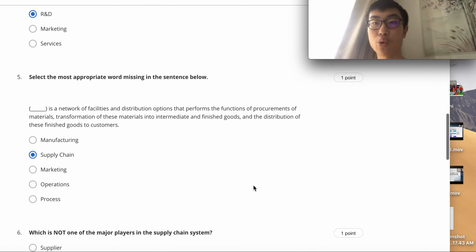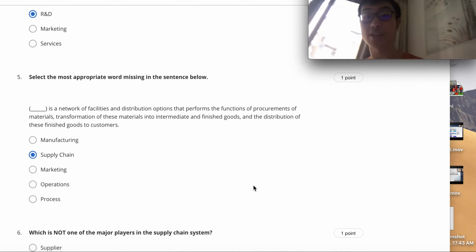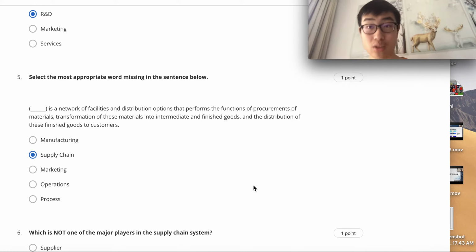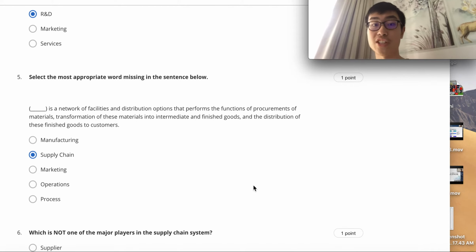And the fifth question should be straightforward. It is basically a definition for supply chain. So it is basically the first definition that we talked about, I would say. I hope you guys already understood this. It should be pretty straightforward to give the definition of what is a supply chain.